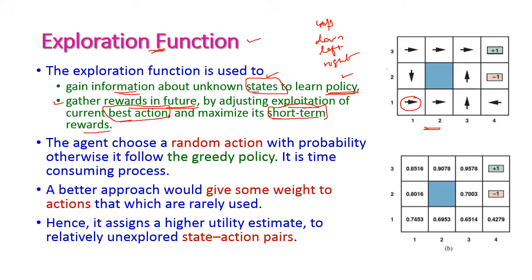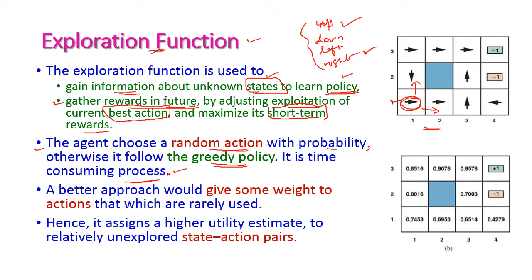Here the agent can move upside or it can move left side, isn't it? Both possibilities are there. It will select one of these two actions, whichever will provide maximum reward. Now the agent chooses a random action. Apart from all the four, it will select any one random action with some probability. Otherwise it will follow the greedy policy. Randomly it will select any of the actions here. Sometimes it is a time consuming process.